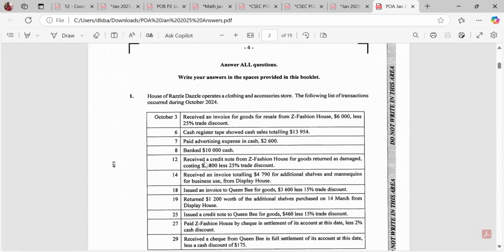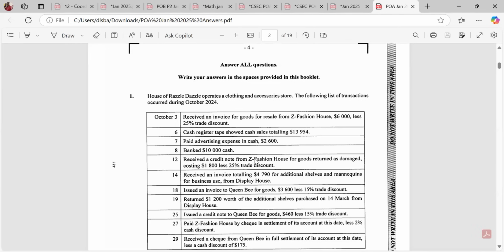All right. Next one. Received a credit note from Z Fashion. So credit notes are used when goods are returned, right? If somebody returns goods to us, we would give them a credit note. When we return goods, we will receive a credit note. So if we received a credit note, who is returning the goods? We are, right? So the company is returning goods. So the goods are going into the company or out of the company? Out. So which journal would that be? Return outwards journal. Very good.